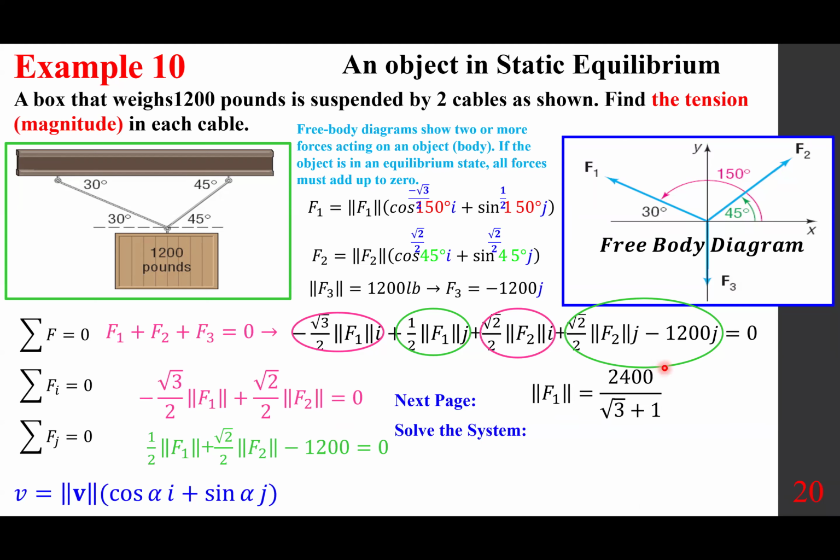It ends up precisely 2400 over square root of 3 plus 1. You put it into a calculator, roughly 878.5 pounds. That's F1, the magnitude. F2, the magnitude, is square root of 3 over 2 times this, and that ends up being 1075.9 pounds.